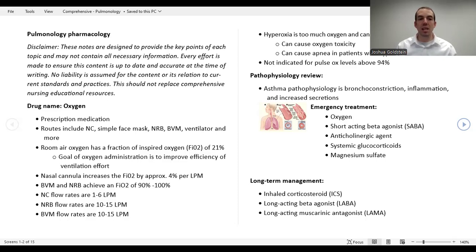We're breathing 21% oxygen. A BVM, the bag valve mask that you guys learned about in CPR, hopefully, and a non-rebreather mask can get the patient up to about 90 to 100% of what they're breathing is oxygen.